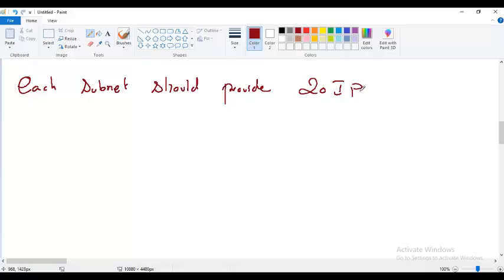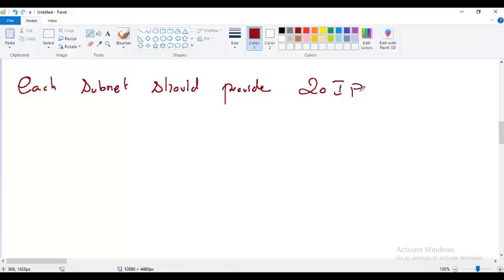Should not be less than 20, and should not be too much more also. If they want 20, you may go up to maybe 30 IP addresses, so that for the future you can use it for expansion. But you cannot have 200 IP addresses for a subnet. 20 means a little extra is okay. You may not get exactly 20. You will get a little more, but a little less is not acceptable, and too much more is also not acceptable.